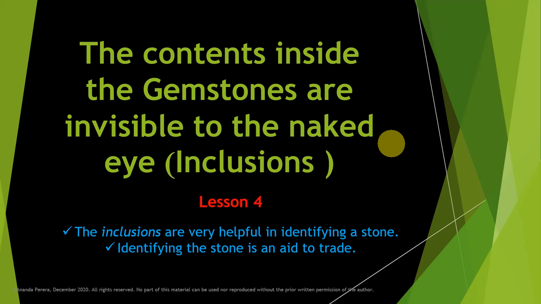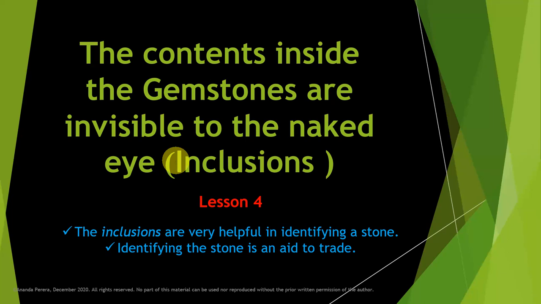In this lesson number 4, I am explaining the visible inclusions, because inclusions are very helpful in identifying the stone. Identifying the stone is an aid to the trade. That is the reason. Now, we should understand what is inclusion.